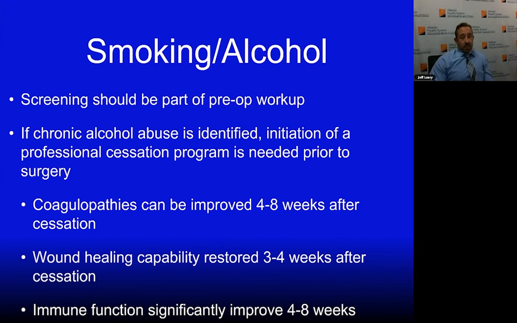What we've seen is, though, coagulopathies can be improved within 2 months after alcohol cessation. Wound healing capability may be restored as early as 4 weeks, and that's huge. Immune function can be improved within 4 to 8 weeks. Again, 4 to 8 weeks, therefore decreasing infection risks, which is, again, what we're all about doing, is trying to do these safely without complication.